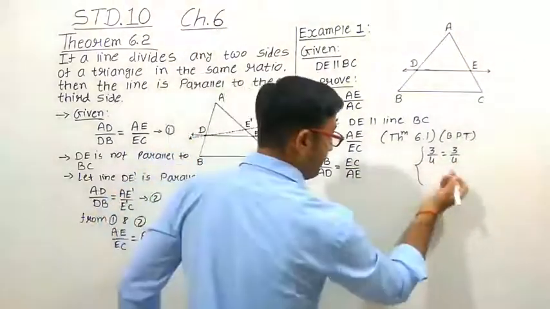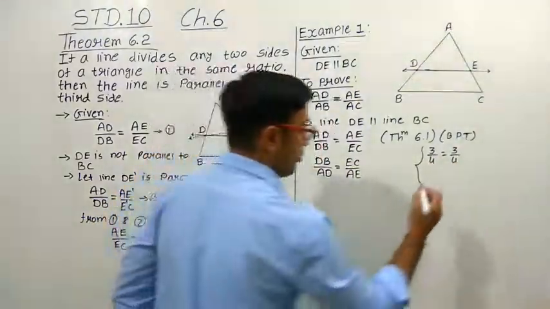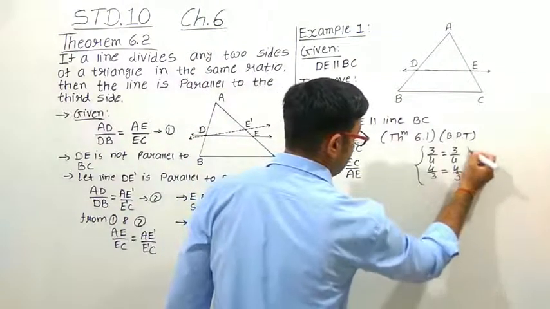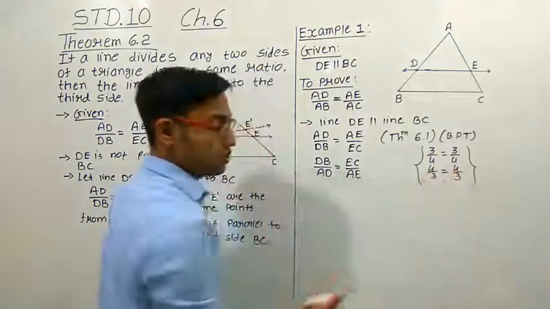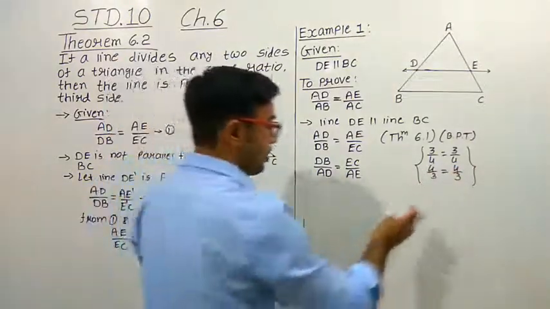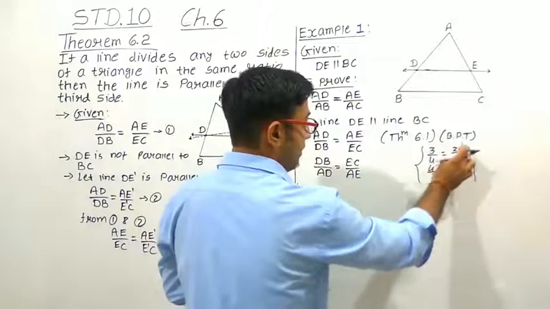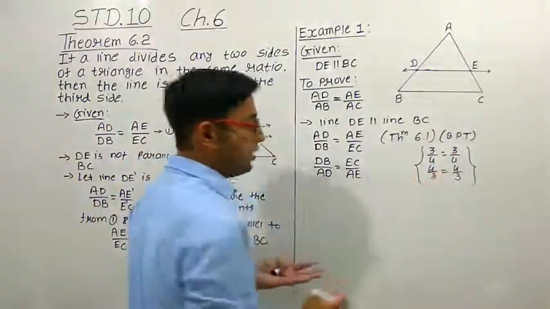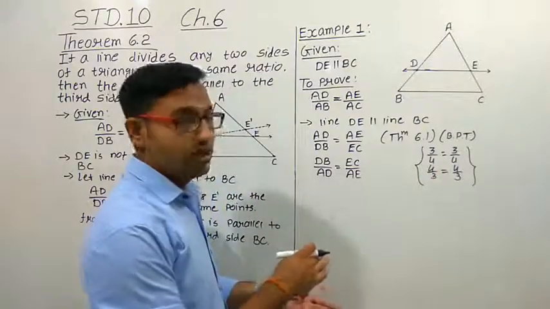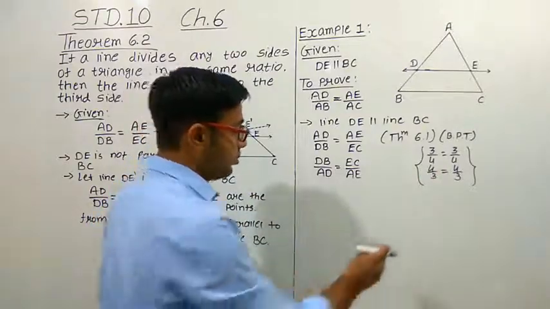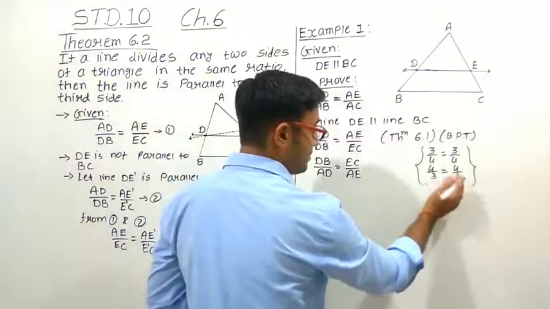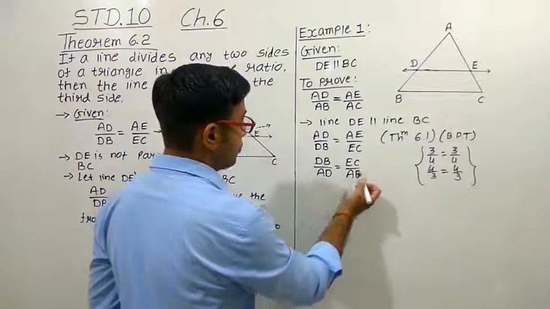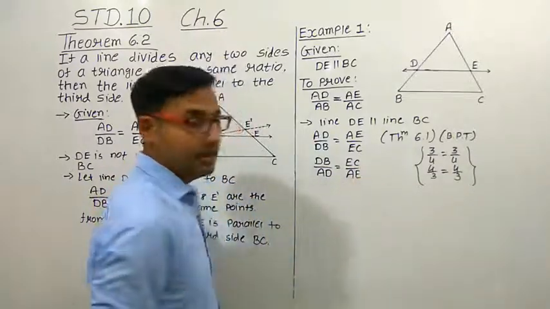Now what will happen if we interchange the numerator and the denominator? We get 4 upon 3 is equal to 4 upon 3. We can see that both the ratios are still equal, because whatever digit is in the numerator is the same on both sides, and the denominator is also the same. So when we interchange, it does not change the ratio; the ratio remains equal. So here we can write DB upon AD is equal to EC upon AE.